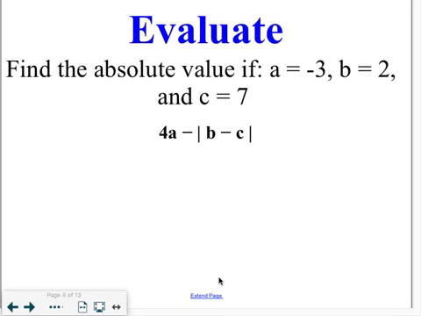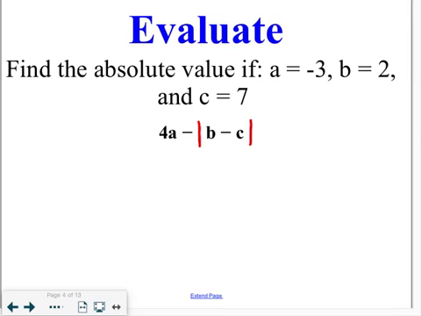When we are looking to evaluate expressions involving absolute values, it's very similar to what you would do in the normal order of operations. You are just going to treat those absolute value bars, these two lines right here, as if they were parentheses. You need to solve those first. Solve within the absolute value and then continue the rest of the problem.